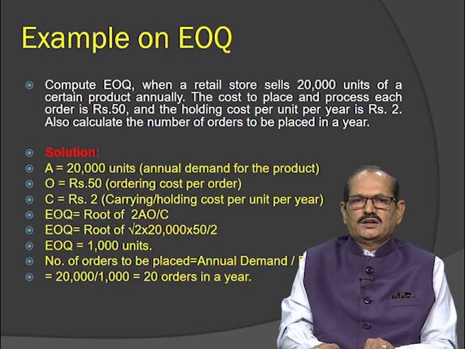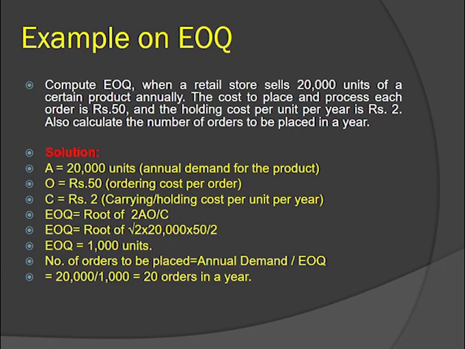Let us see, root of 2 into 20,000 into 50 divided by 2. Then we get EOQ as 1000 units. How many orders to be placed in a year?